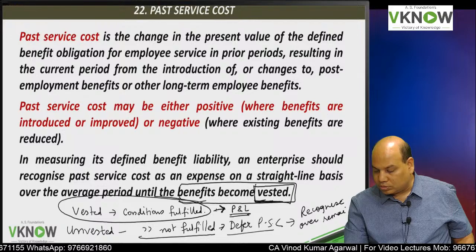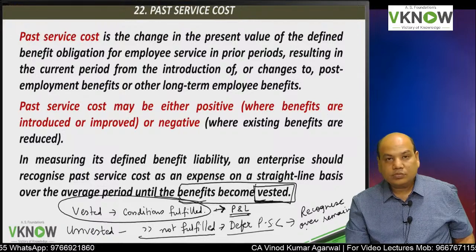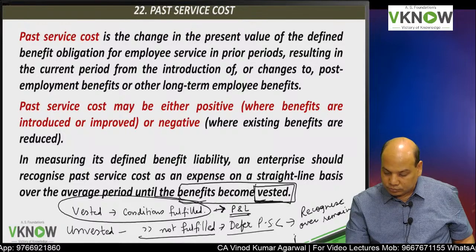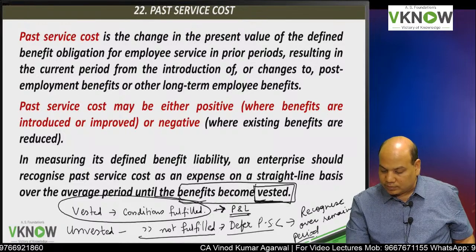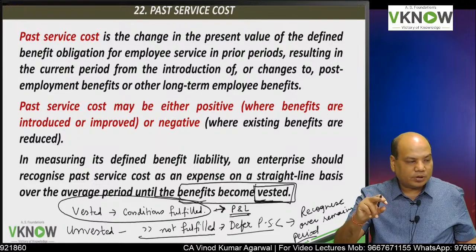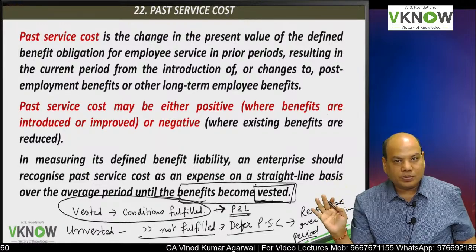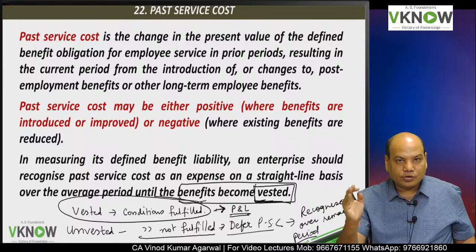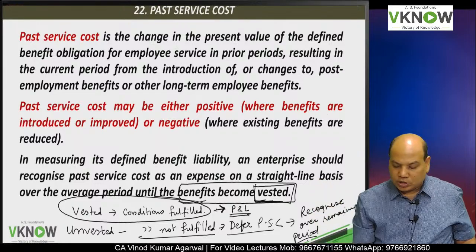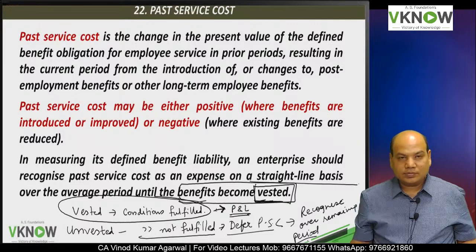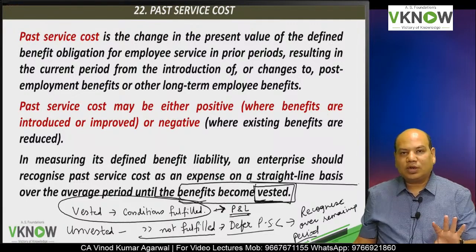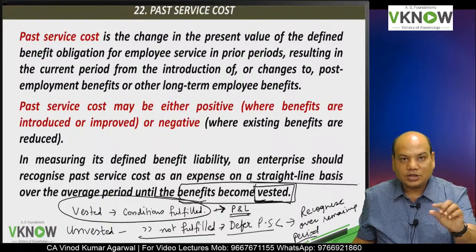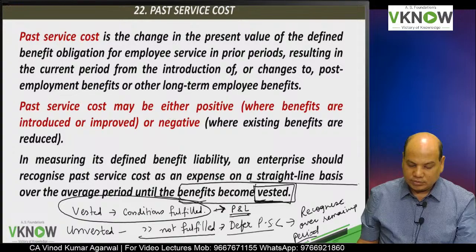means we are going to write off proportionately every year. So if 2 years are remaining, I will transfer 50% in each year to the P&L account. If 4 years are remaining, I will transfer 1/4 every year to the P&L account. That is called straight line basis. Till that time, deferred past service cost will appear in the balance sheet as a deduction from the liability.